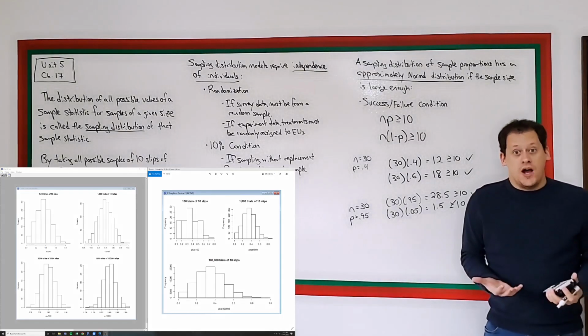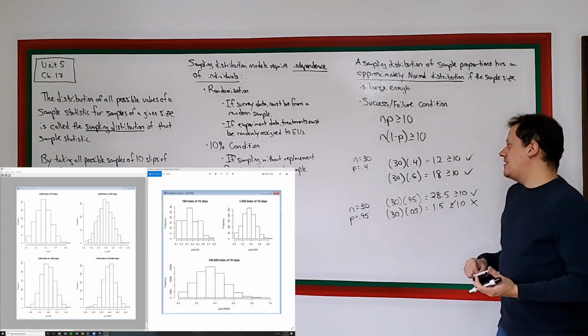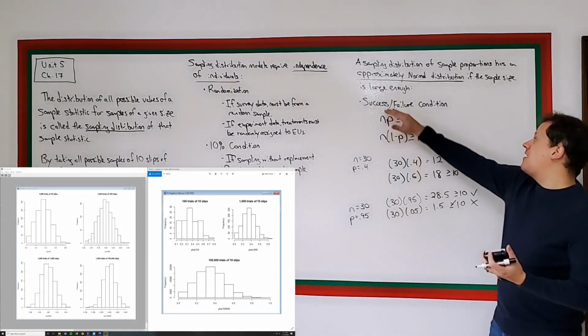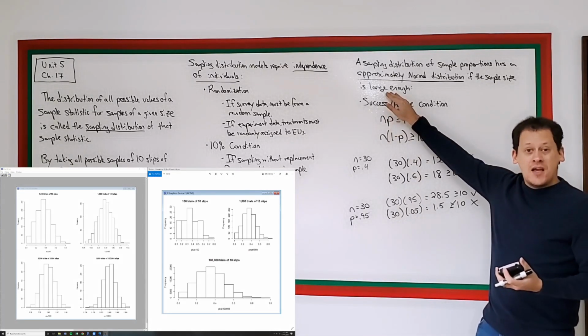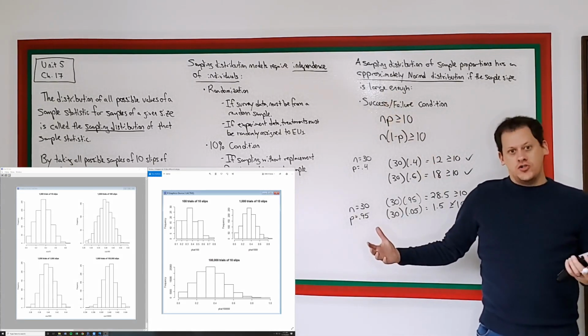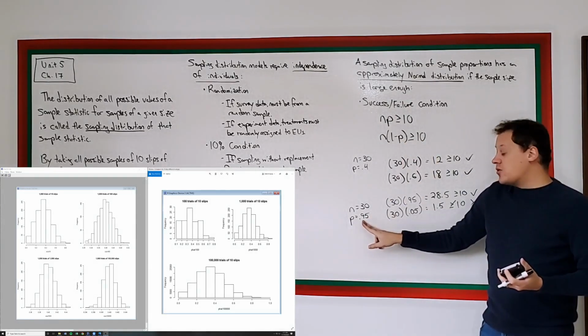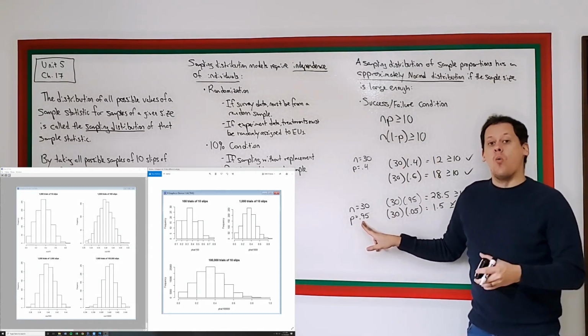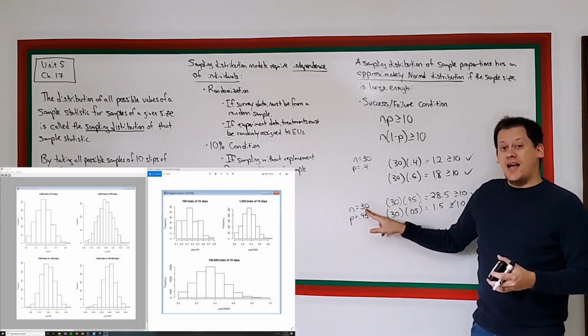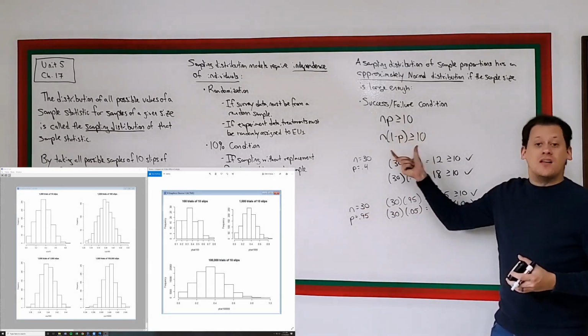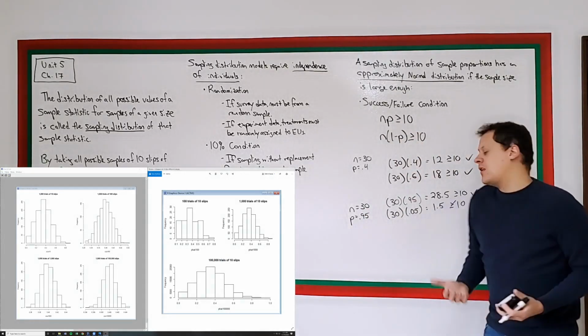So what you have to watch out for with the success-failure condition: yes, it's a measure of having a large enough sample size, but just because n is large doesn't necessarily mean this condition is met, because the closer p is to either 0 or 1, the higher a sample size you need for these products to be large enough.